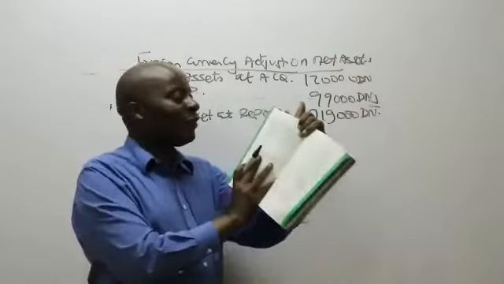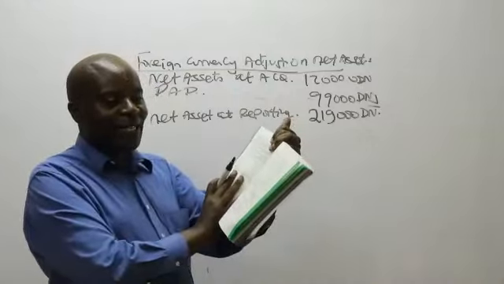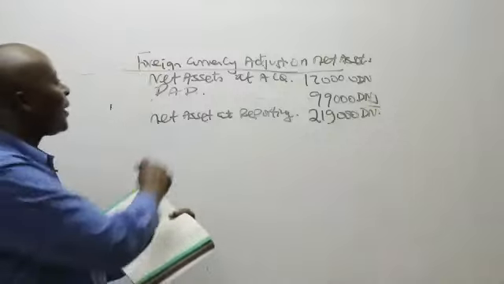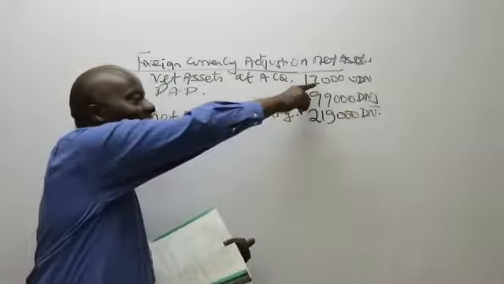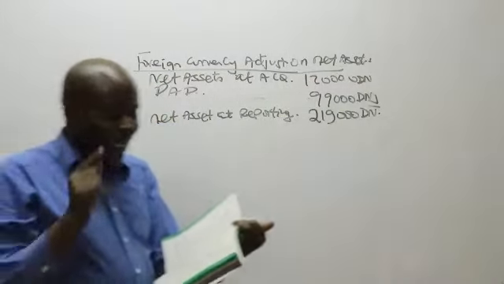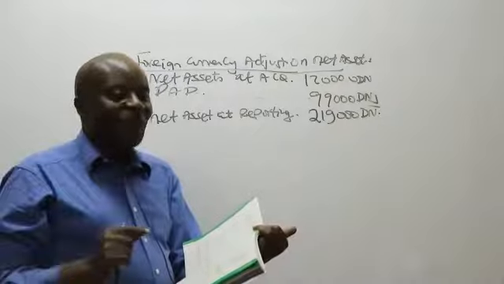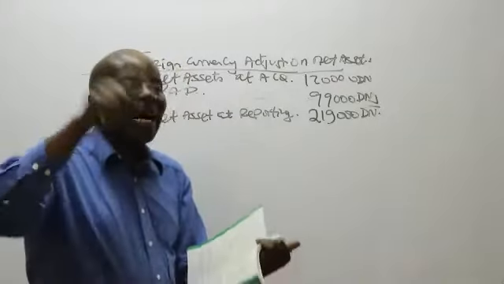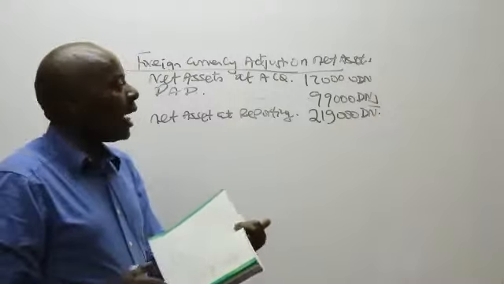In note number 5, they have given us exchange rates. So I would want a good student to tell me, this net assets at acquisition, what do you think is the most appropriate exchange rate we should use? Net assets at acquisition. Very good. It is the exchange rate at acquisition, the starting rate, which you told me is 4.